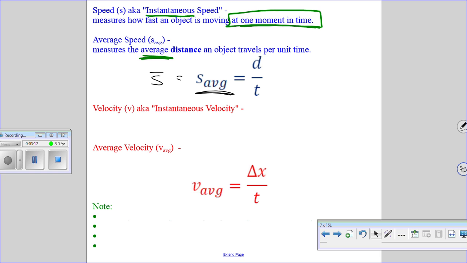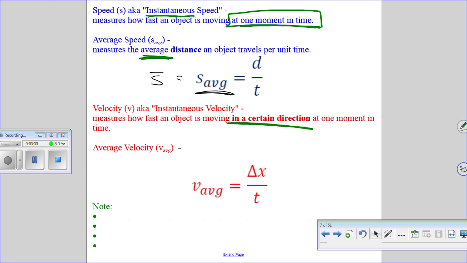What we really care about is what's called velocity, all right? The reason I talk about speed is because velocity is very, very similar to speed. But here's the big difference. Velocity measures how fast an object is moving in a certain direction. So speed doesn't have anything to do with direction, and thus it is a scalar, whereas velocity includes direction, and as a result, it is a vector.